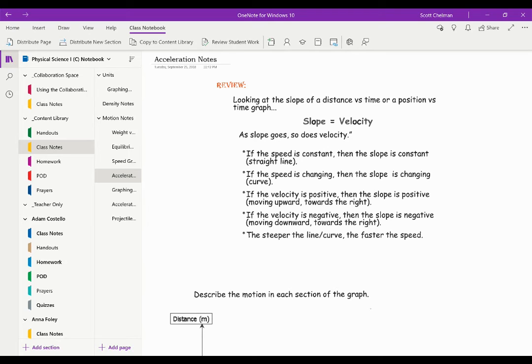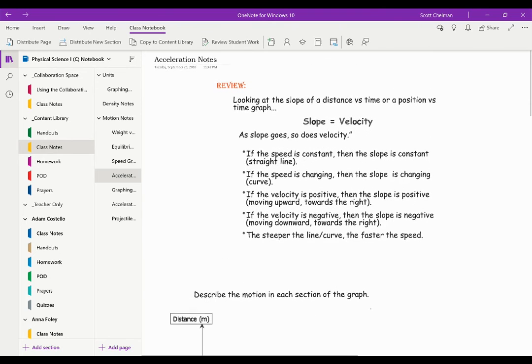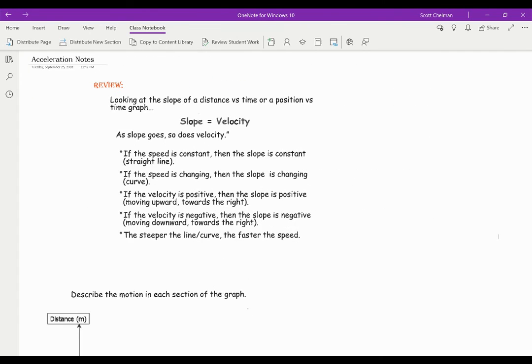Okay. Now, this is an introduction to the idea of acceleration, and acceleration by looking at the graphs.